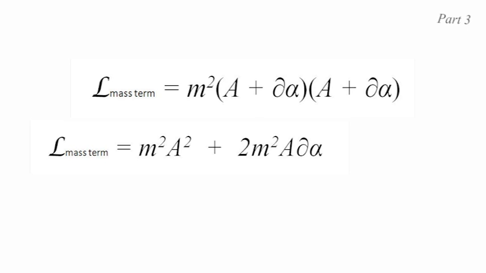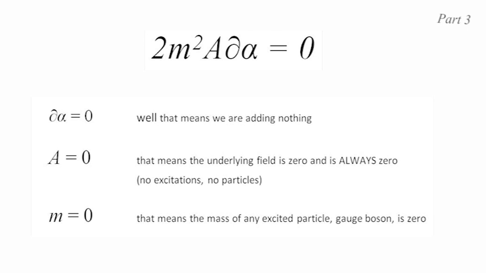So if you look at that extra expression for the mass term, the only way we can make it as it was is if that extra bit is 0. 2m²a dα must be 0. How can that be? Well, we have 3 possibilities. Either dμα must be 0. Well, we can't have that because that would mean we would be adding nothing.